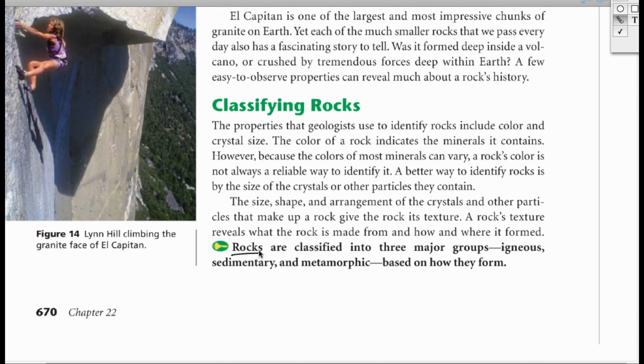Now, rocks are going to be classified into three major groups: igneous, sedimentary, and metamorphic. And how are they classified? They're classified that way because of how they were formed. You have to know that the way that these different rocks are formed is slightly different, so that's why we're going to put them into different categories.